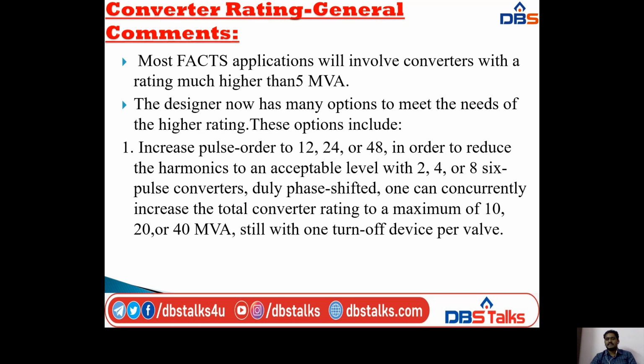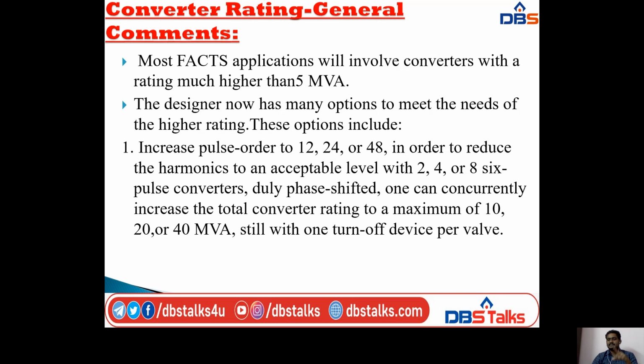Next, the designer now has many options to meet the needs of the higher rating. Up to now we discussed the lower rating, and now the designer is looking at the higher rating. Here there are a few options. The first one is to increase the pulse order to 12, 24 or 48, in order to reduce the harmonics to an acceptable level with 2, 4 or 8 six-pulse converters.